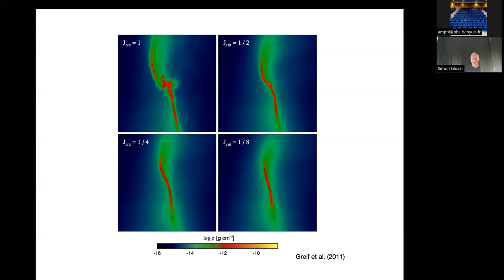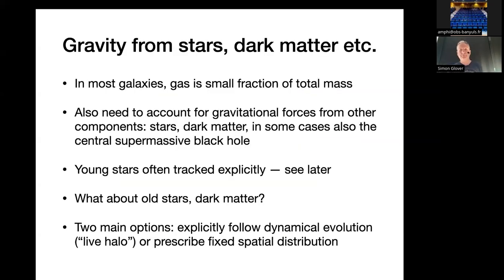And basically, you want to take as many as you can afford, but of course, the more cells per Jeans length you take, the slower your simulation is going to go. So there's always a bit of trade-off between doing a good job of modeling the collapse and just having something you can actually afford to run. Okay.